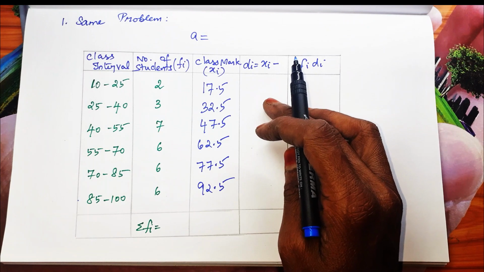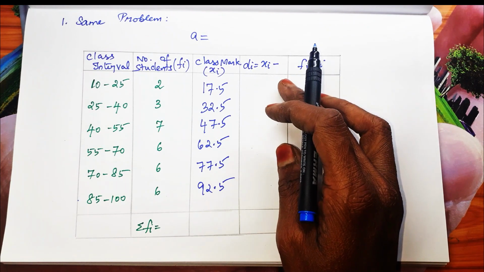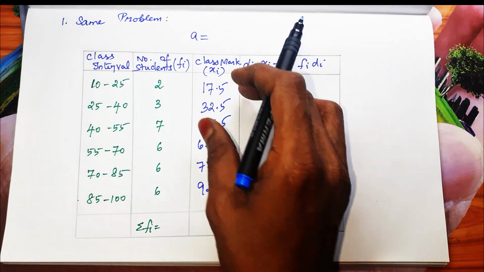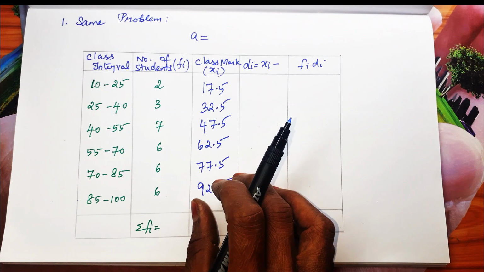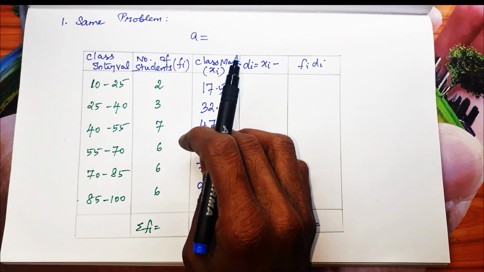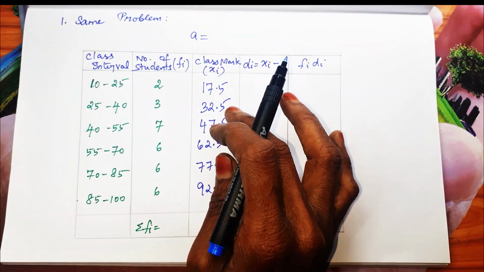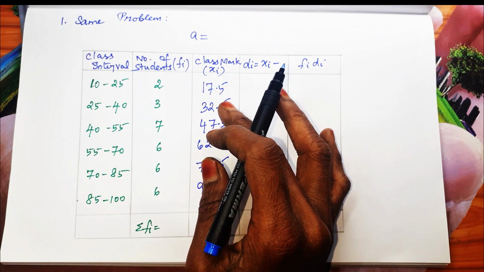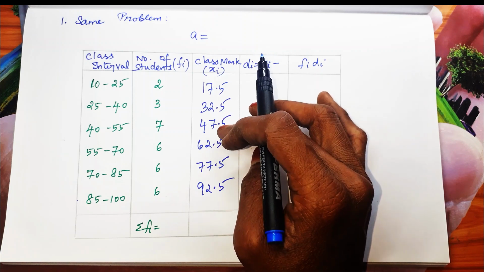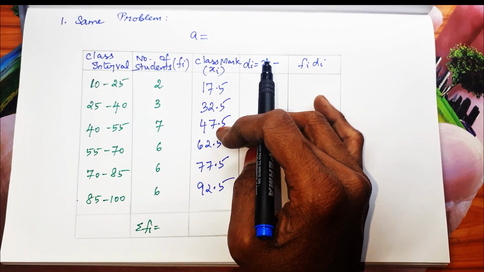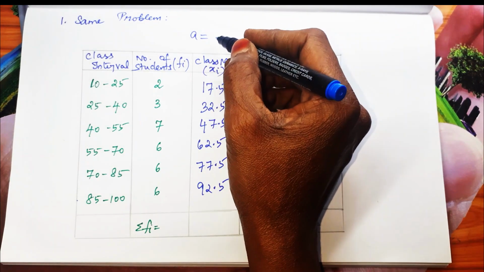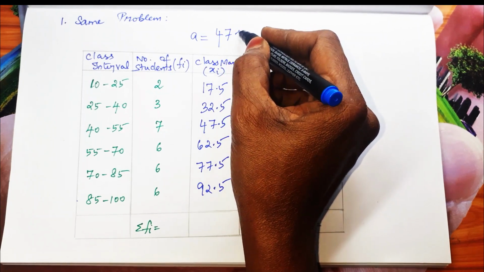Now come to di. Di is equal to xi minus a. First we have to fix what is our a. Usually, if we have an odd number of values, we take a as the middle value, because in an odd number of values there is exactly one middle value. So we can take that as a. If we have an even number of values, for example, here we have 6 values, in that we have 2 midpoints. So any one midpoint we can take as a. So either I can take a as 47.5 or 62.5. Here I am fixing a as 47.5.